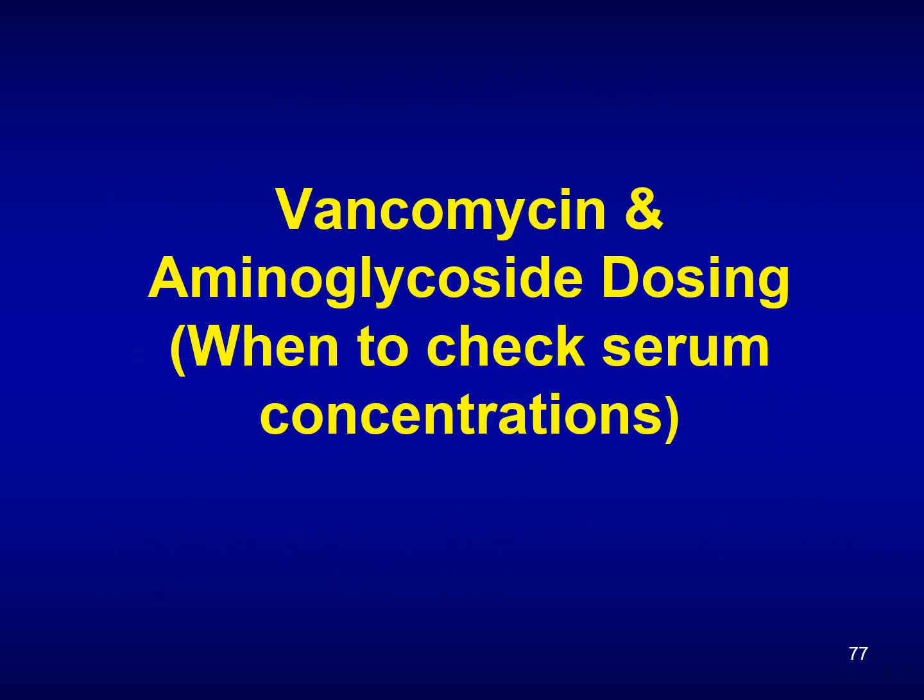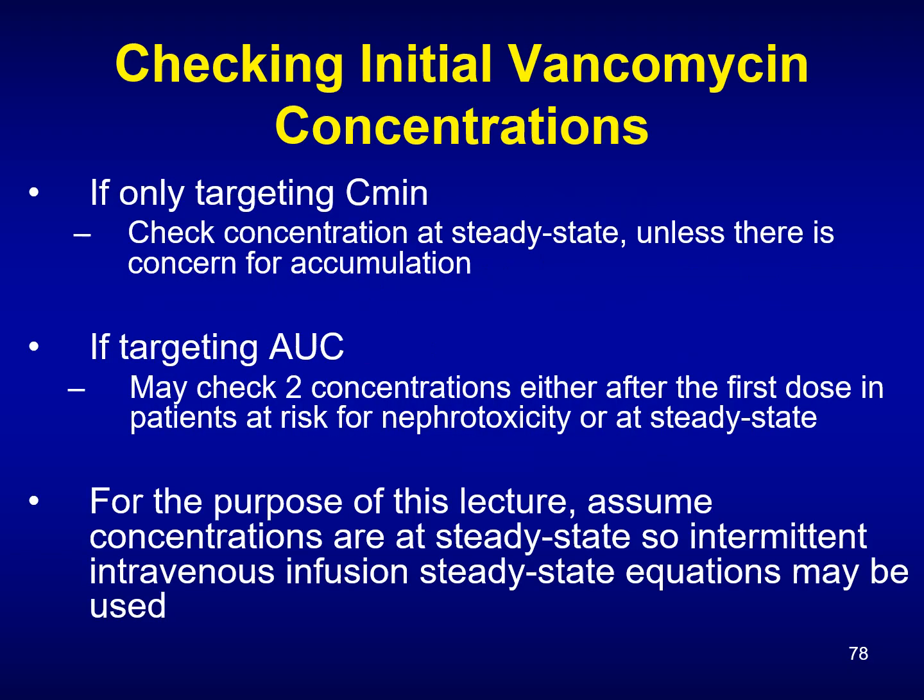Now, when do we check serum concentrations after starting the initial regimens? For vancomycin, when checking initial concentration, if we're targeting only Cminimum, check concentration at steady state unless we're concerned about accumulation earlier. If dosing to target AUC, we can check two concentrations either after the first dose in patients at risk for nephrotoxicity, or at steady state. For the purpose of this lecture, assume concentrations are always checked at steady state, so we can use intermittent intravenous infusion steady state equations.